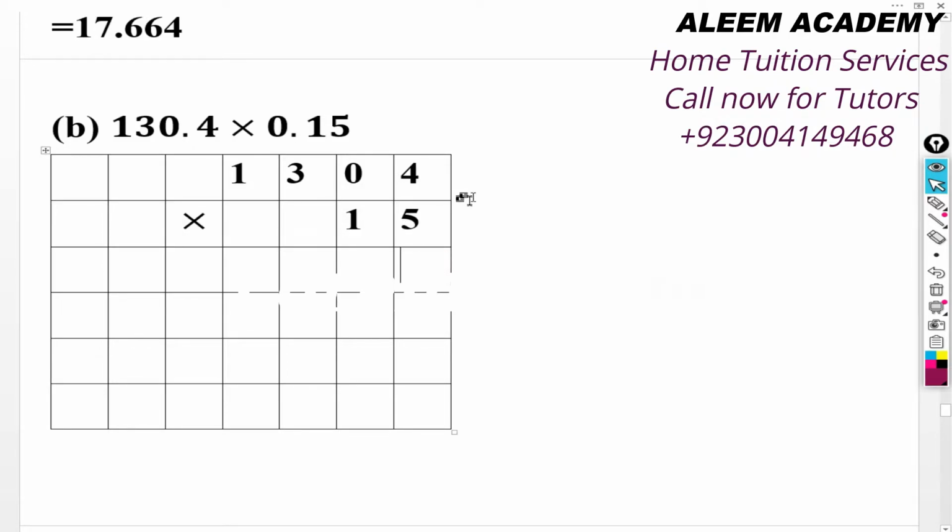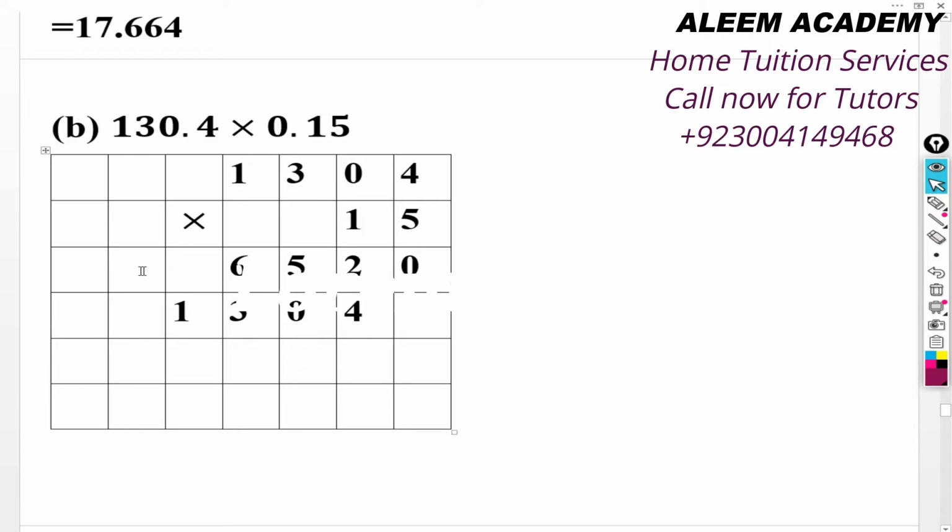5 4s are 20, so in place of 20 we write 0 here, and 2 we will add later. 5 zeros are 0, and 0 plus 2 becomes 2. 5 3s are 15, we write 5 here and carry 1. Then 5 1s are 5, and 1 makes 6. Now we leave this box and start from here. 4 1s are 4. This is simple multiplication, and 0 0, and 3 1s are 3, and then 1 1 is 1.